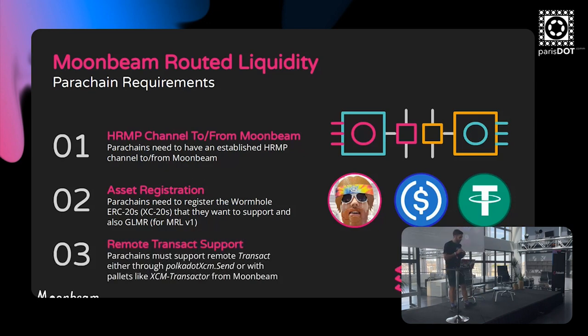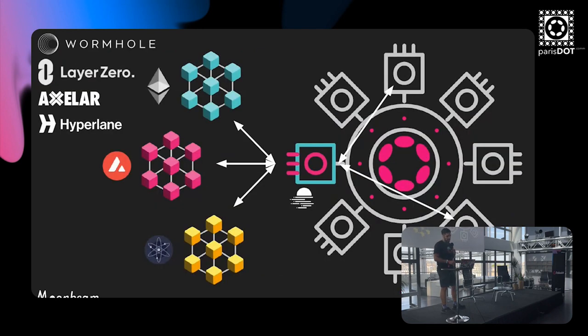And the third requirement is more for the way back. If you want to bring back liquidity, you need to have what is called remote transact support. That is a very specific thing about XCM, that you need to be able to allow certain specific calls within the XCM transact instruction. So yeah, I think that's basically all I had for you.